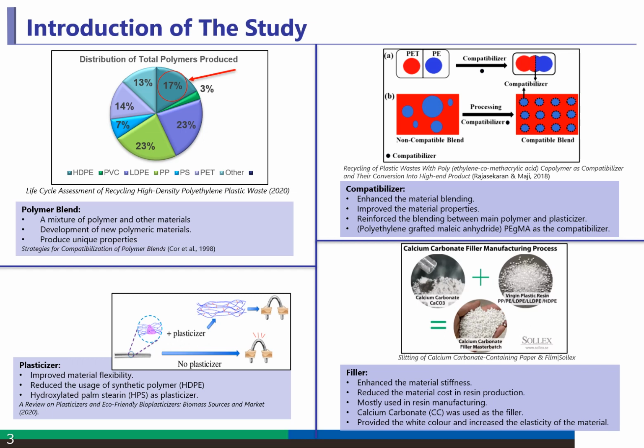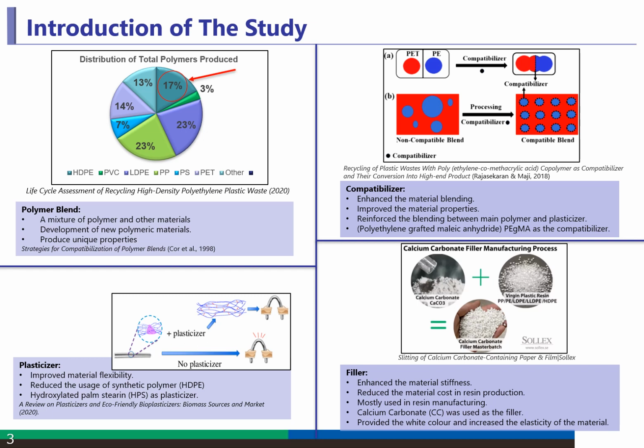which is used to develop new polymeric material by mixing polymer and other material and giving unique properties. Basically, polymer blend consists of plasticizer, compatibilizer, and filler. The first one, plasticizer, is used to improve the material flexibility and reduce the usage of synthetic polymer, which is HDPE. By mixing the plasticizer and the HDPE, we can improve the material quality and reduce the use of HDPE.